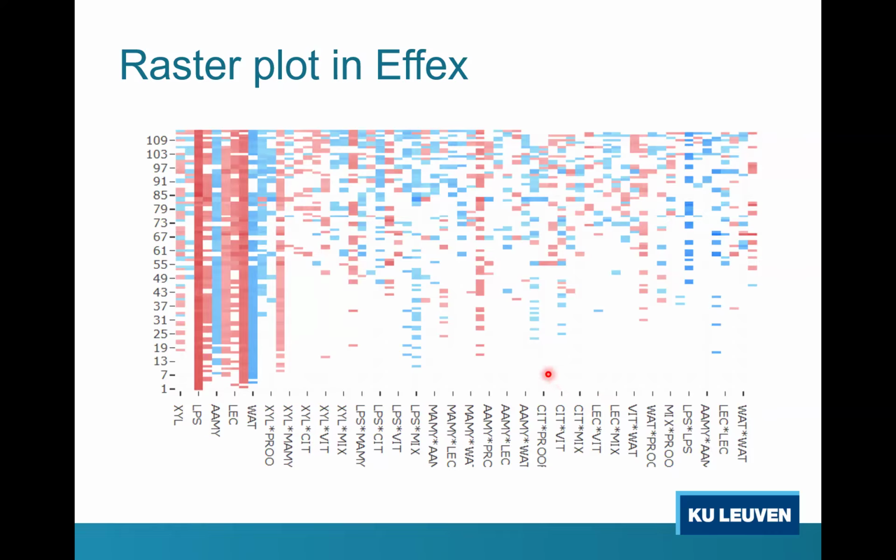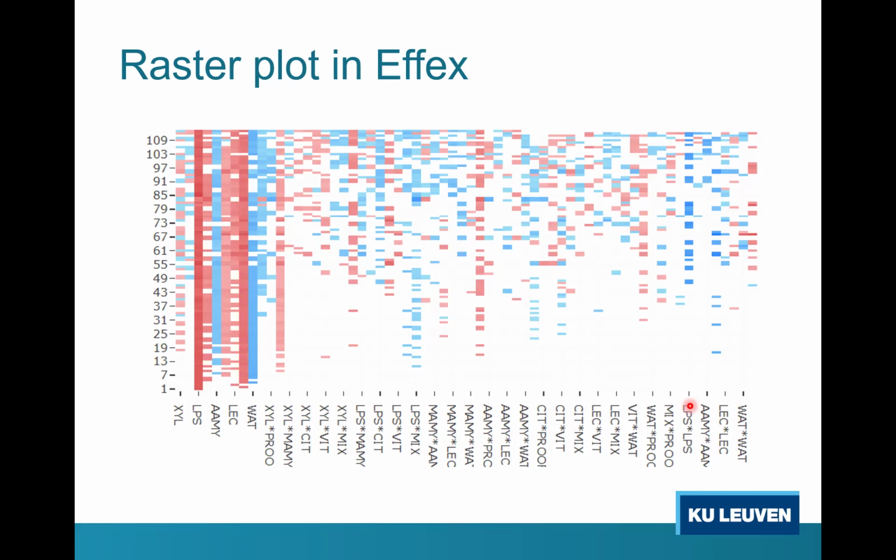Some other effects, interaction effects and quadratic effects, have a column that's almost entirely white. And these are effects that never pop up in any good model. So we can safely conclude that these effects are unimportant.